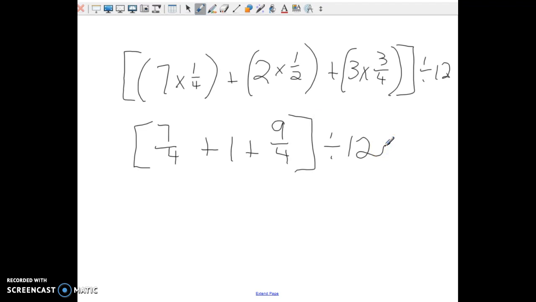Okay, so then once I added my 7/4 and 9/4, I would get 16/4, right? Which 4 goes into 16 how many times? 4. And then I would have to add my 1. So I would have 5 divided by 12. And my brackets are gone. And then it would equal 5/12. That's to try this at the top of page 370.